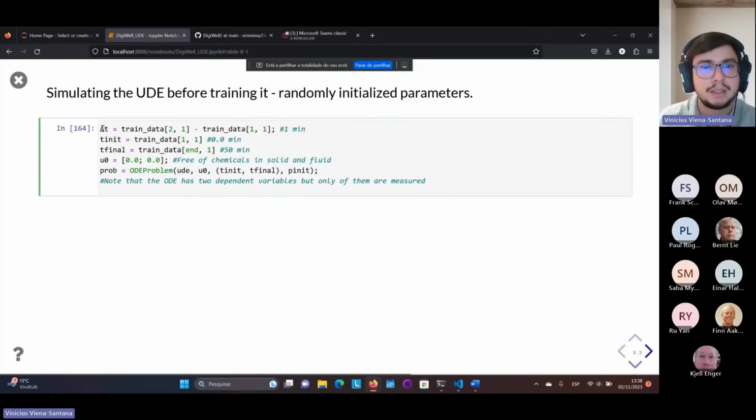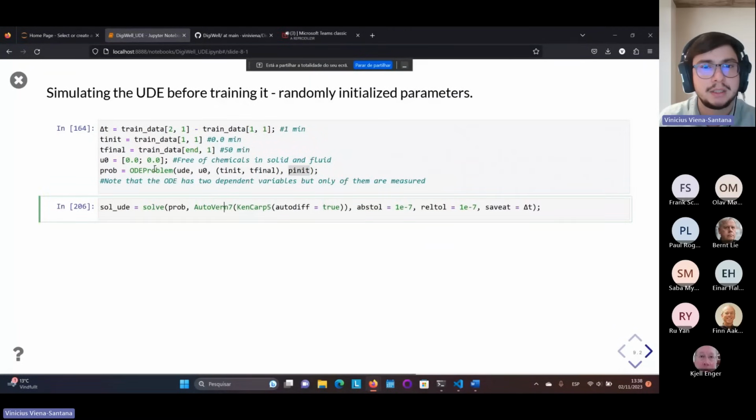So here to simulate my UDE, which is the differential equation, I have to set up my ODE problem. The ODE problem has as arguments my function that gives me the derivatives, my initial condition vector, which is given here with 0, 0. I'm basically saying that my system is free of chemicals when t equals 0. I have to set up my t-span, which is the time I will be integrating my ODE, and also have to give the parameters, which are the randomly initialized neural network parameters. So then I have set up my ODE problem.